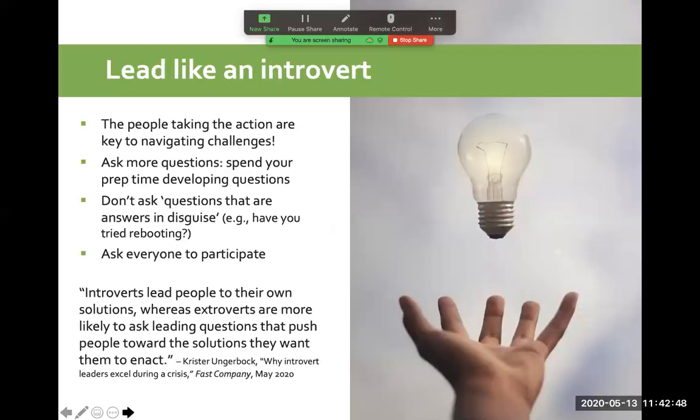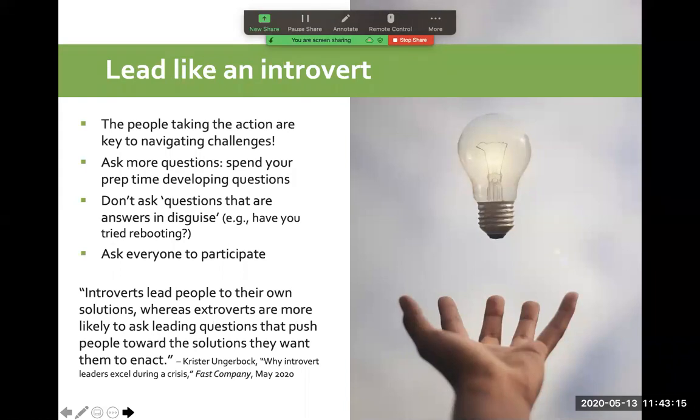And then the second tip that I wanted to share is what I'm calling Lead Like an Introvert. I read a really interesting article this morning called Why Introvert Leaders Excel During a Crisis. And there were a couple of takeaways from that article. One is that I think those of us who are extroverts sometimes feel that leadership is about giving direction, inspiring people by telling them what to do or asking them to do things.